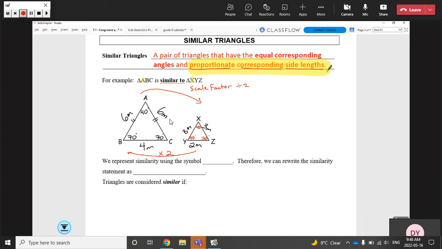Now, again, if the side lengths were equal, they would be congruent triangles. But because they're just proportionate to one another, like times 2 or divide by 2, we can say that they are similar. So what we get here is the same shape, but a different size.